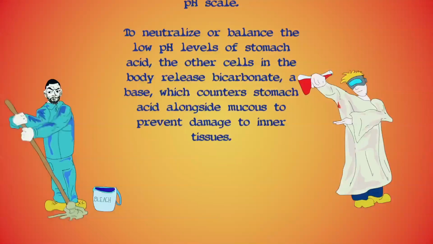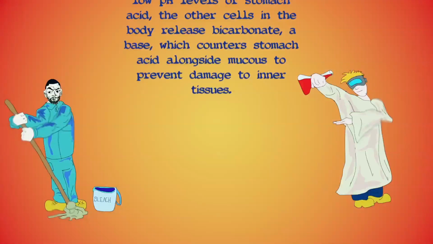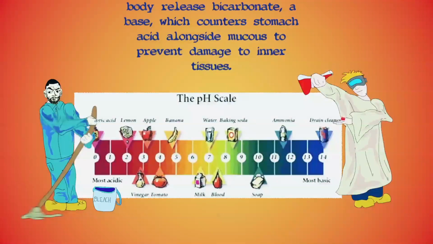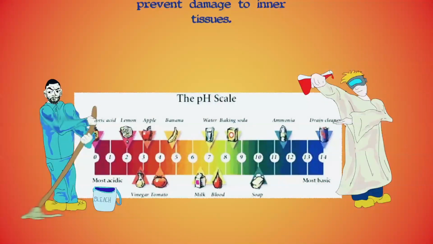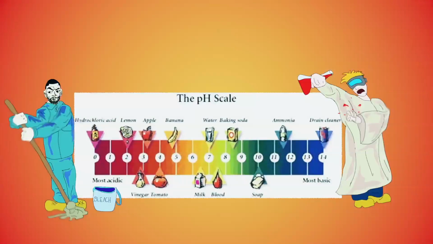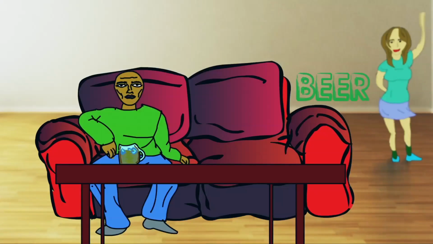To neutralize or balance the low pH levels of stomach acid, the other cells in the body release bicarbonate, a base which counters stomach acid alongside mucus to prevent damage to inner tissues. However, what happens when stomach acid is not contained to just the stomach?